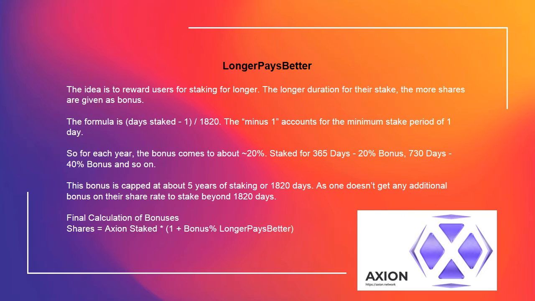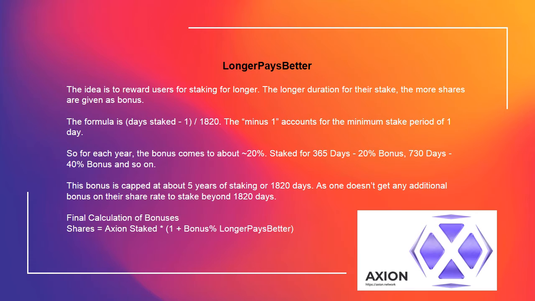Longer pays better. The idea is to reward users for staking for longer. The longer the duration of their stake, the more shares are given as bonus. The formula is days staked minus 1, divided by 1820. The minus 1 accounts for the minimum stake period of 1 day. So for each year, the bonus comes to about 20%.